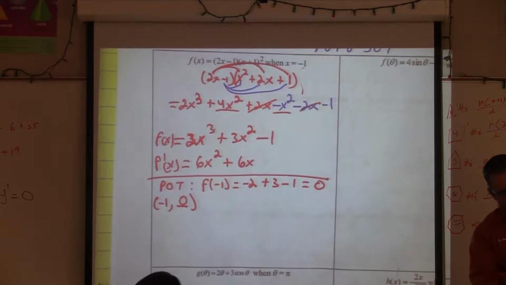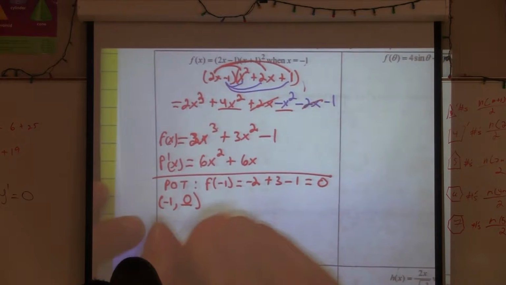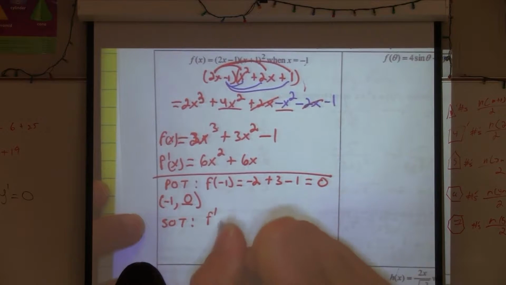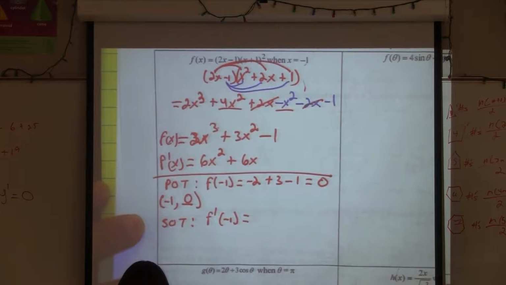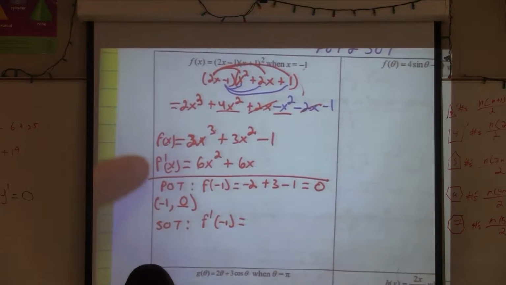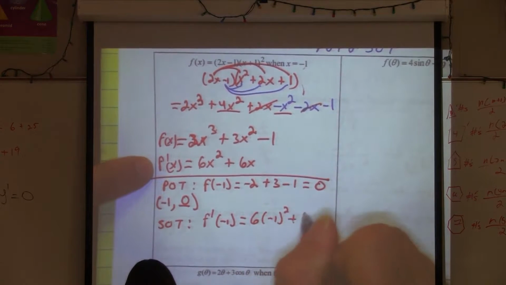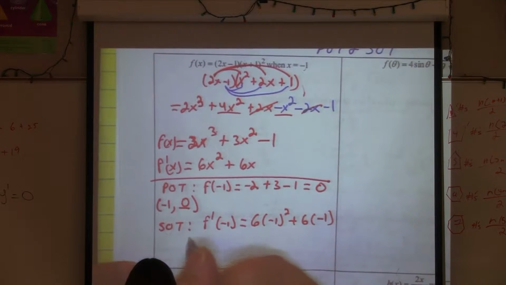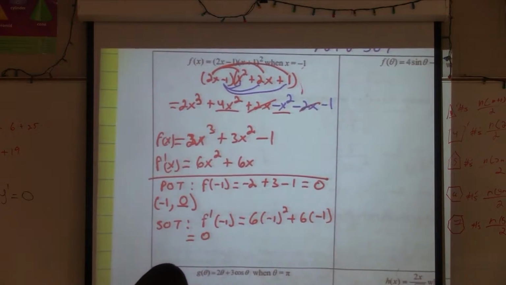Alright, what else do we need to find? Slope of the tangent line, right? So let's find that slope of the tangent line. We're going to use now f prime of what? Negative 1. So now which formula do I use? The derivative, right? So that'll be 6 times negative 1 squared plus 6 times negative 1. What does that give us? 0. Yeah, 0. Okay.